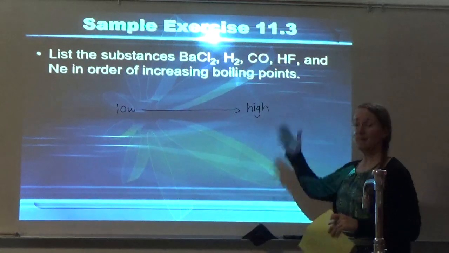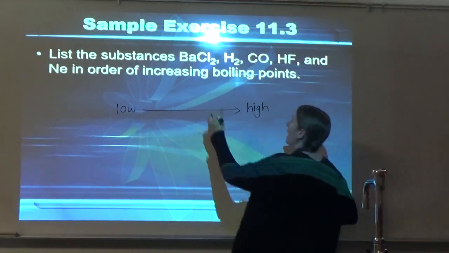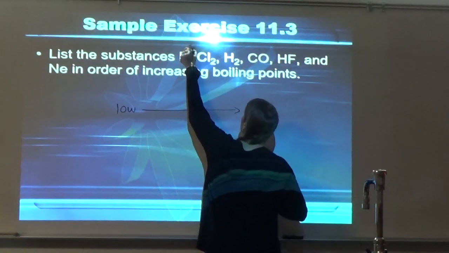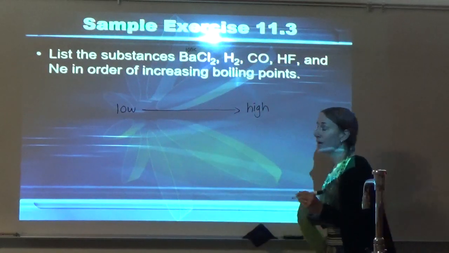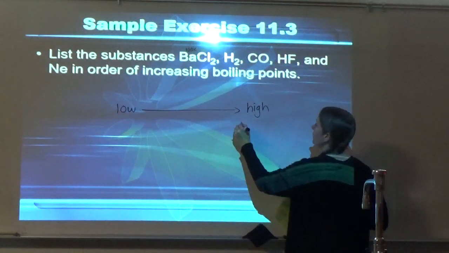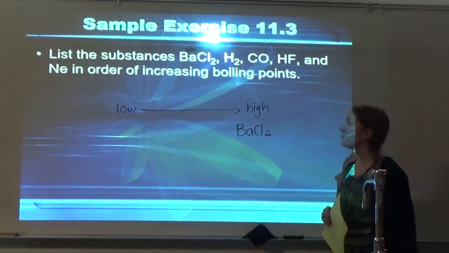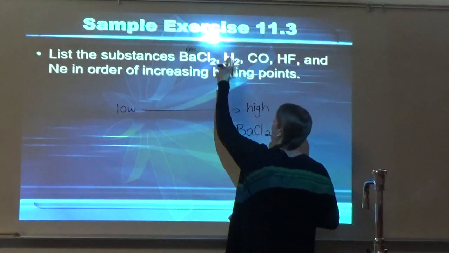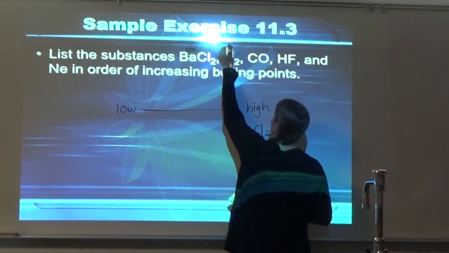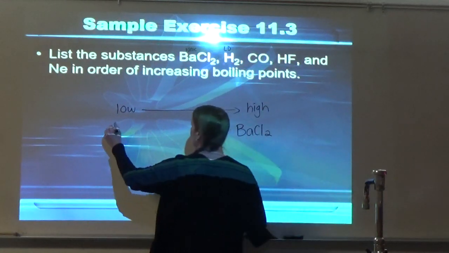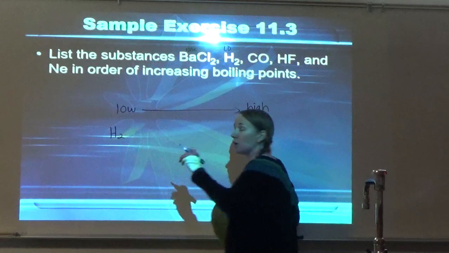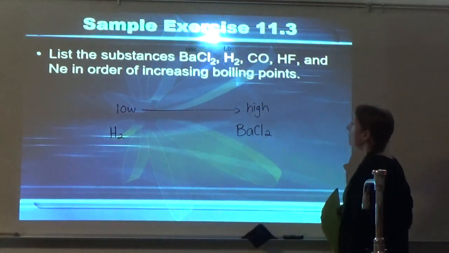Alright, well once I see BaCl2, I can tell this is a metal and a non-metal. So this is made of ionic bonds. So that right there, I already know is probably going to be one of the highest. Okay, because it's ionic bonds. H2, I can see this is nonpolar, so it only has London dispersion forces. So I'm going to put it way down here. I don't know if it's my lowest yet, but we'll find out as we go.